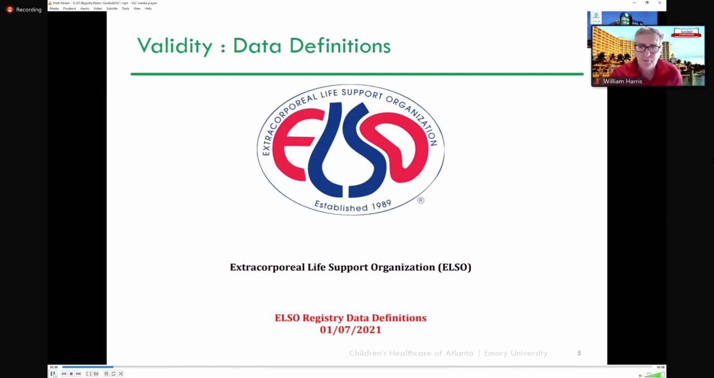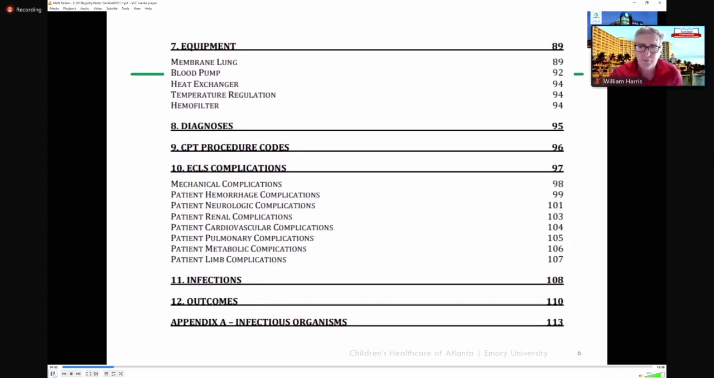I'm not going to sit here and go through all of the data definitions with you. Even as someone who enjoys this kind of thing, that would be boring for all of us. I will point out, though, this is the second page of the table of contents, showing that we have 113 pages worth of data definitions.